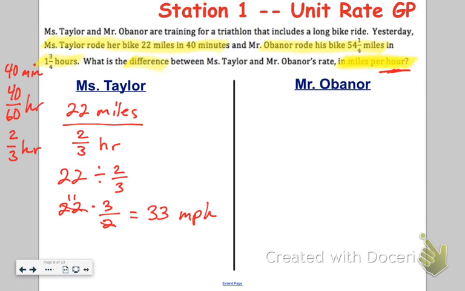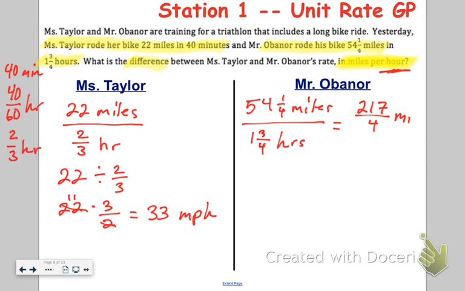Mr. O'Banner rode 54 1/4 miles, and he accomplished that in 1 3/4 hours. All right, now this is difficult to deal with because I have mixed numbers. So I'm going to convert these into improper fractions to deal with. So 54 1/4 miles can be written as 217 fourths of a mile over 1 3/4 hours, which would be 7/4 of an hour.